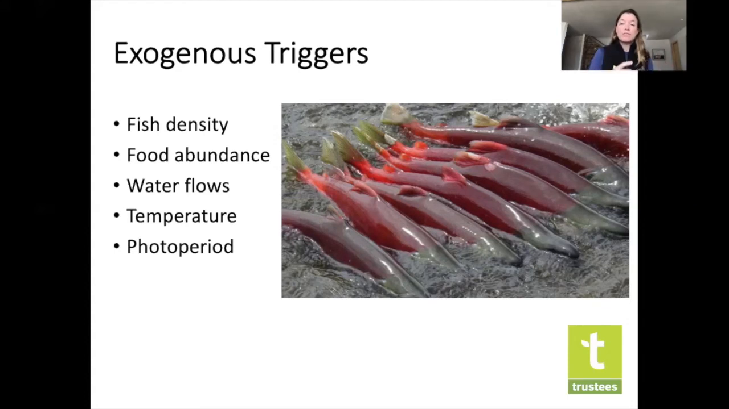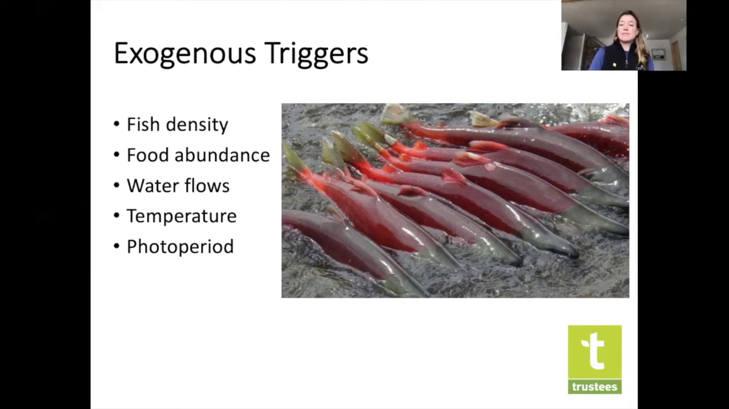So if there are a lot of fish in one environment and one area, that can be a trigger for some of that population to move in order to have enough food. So food abundance is a big part of these exogenous triggers as well. As they move from one environment to another, fish a lot of the time will be following food. For example, if the smaller species of fish that the bigger fish are eating move to a different area, those fish start to follow them.